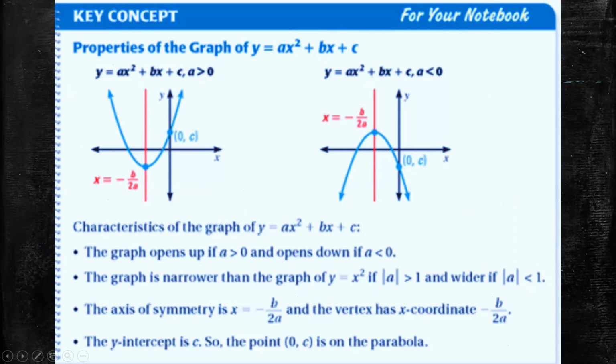So here now are the properties of the graph, as you see. The first one, this is upward, x equal negative b over 2a. Here, as you see now, at x equal negative b over 2a, this is the vertex. It is upward at this point.